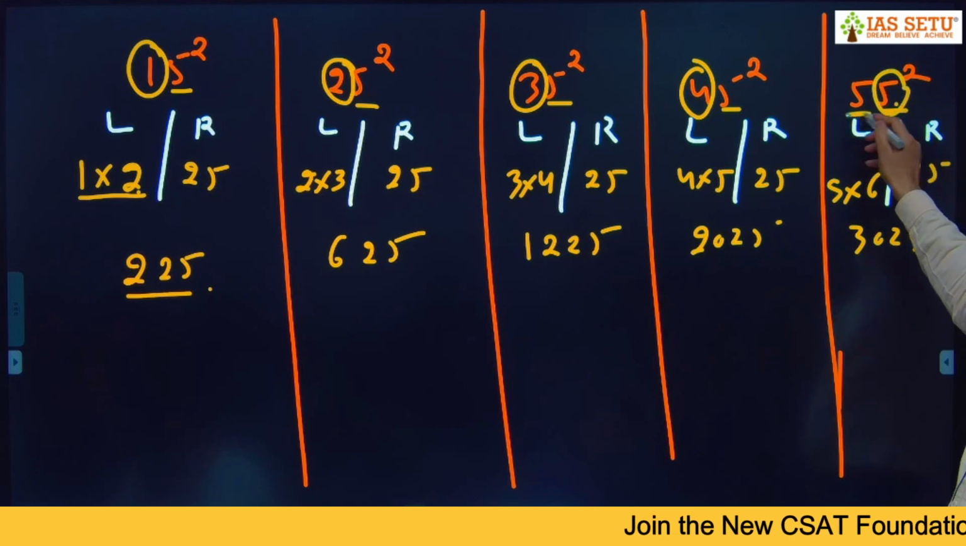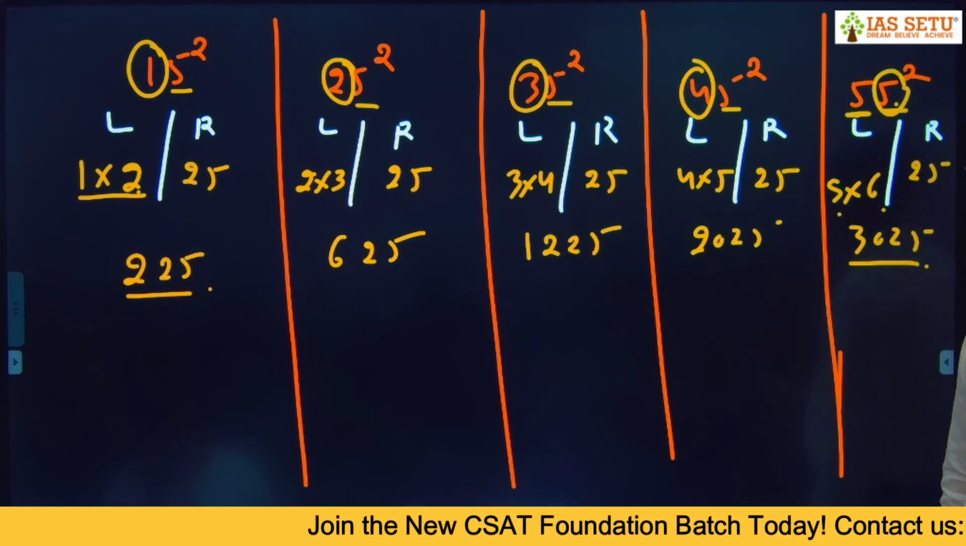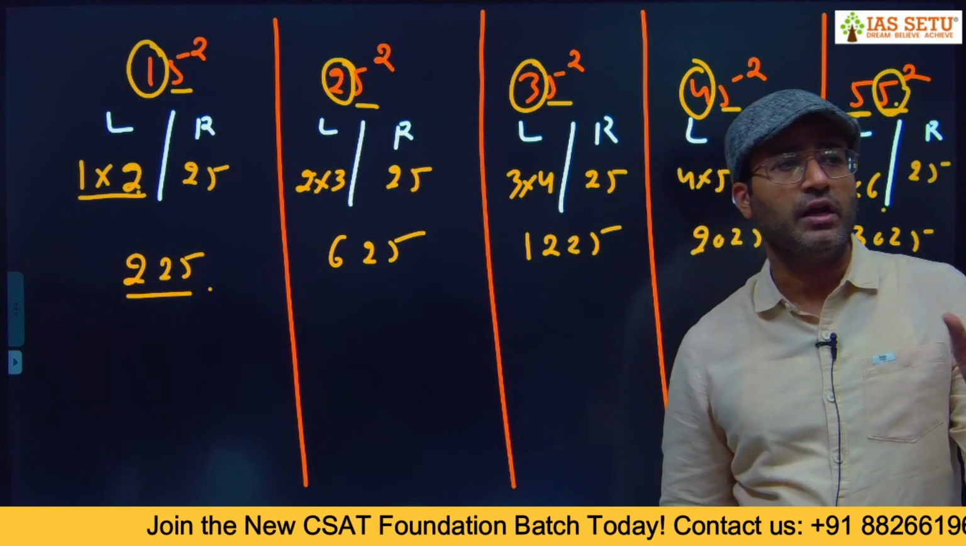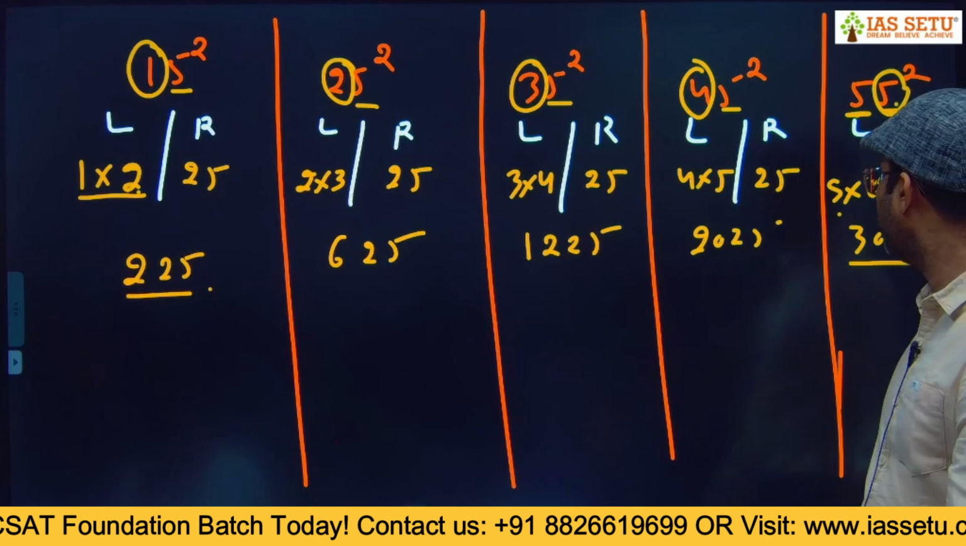You have to leave this 5. This 5 into the next one. So 3025. Right side is fixed 25. Left side is the remaining value multiplied with the next value. Let me take one more.